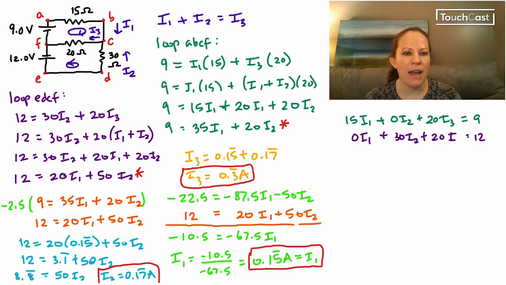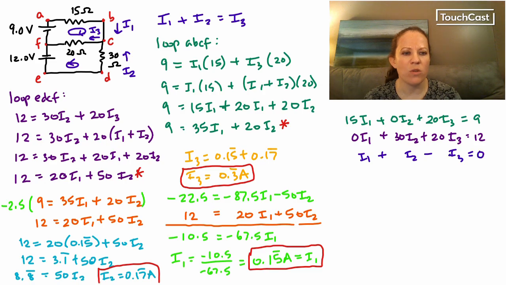And then our last equation is going to be from my junction rule. And I am going to have to subtract I3 from both sides in order to have all of my currents on one side of the equation. And that was just going to be I1 plus I2 minus I3 equals 0.